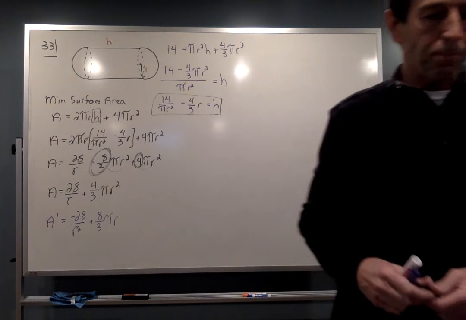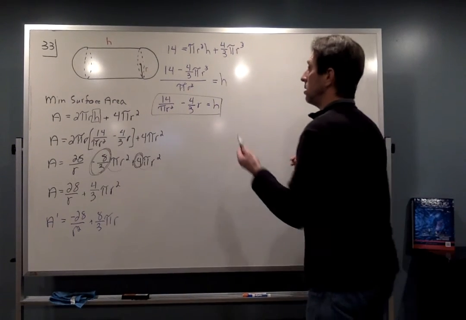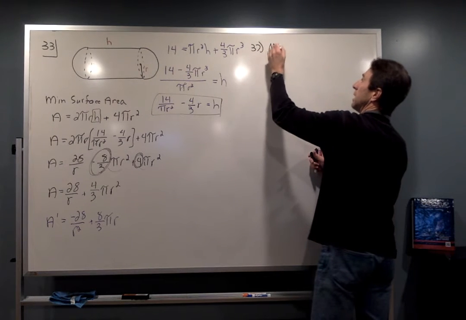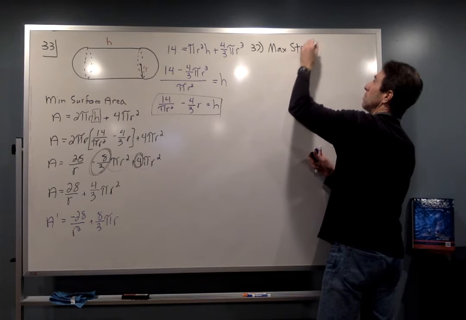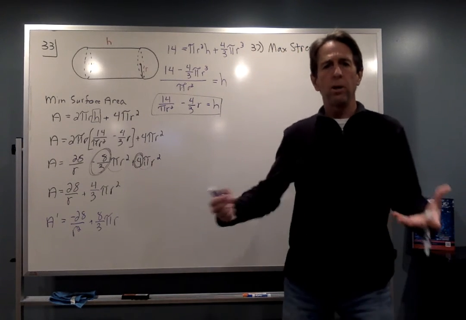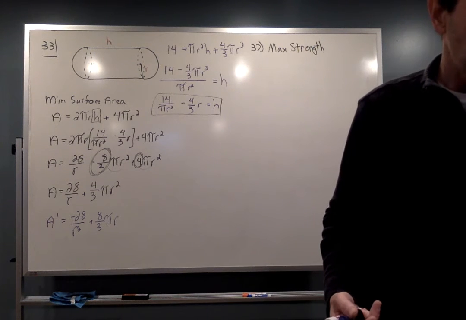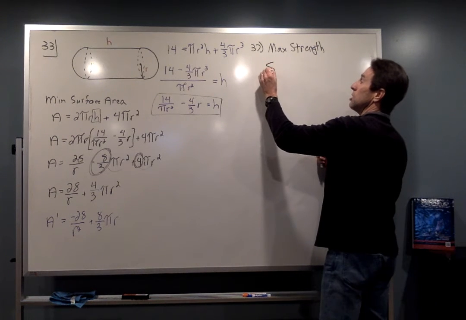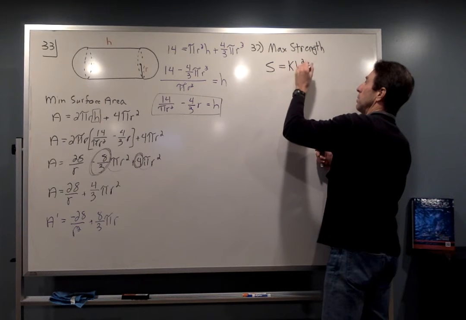The other problem is to maximize the strength. Well, one thing I've said is that whenever we have a word that comes after maximize or minimize, we want a formula for it. We don't know a formula for strength, so we're given a formula. And the formula was given as K h squared W. So the strength of this beam of wood is K h squared W.